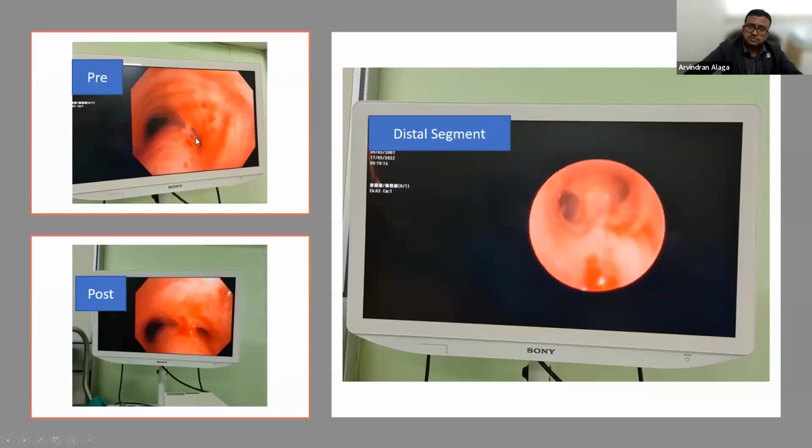If you notice, almost a pinpoint and barely visible any lumen here. And post, if you notice, we were able to open up, definitely it's wider, and we are able to put our scope and see the distal segment. So this is how we measured our success of the procedure.